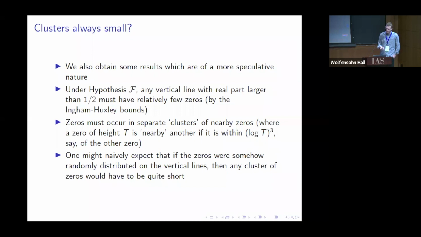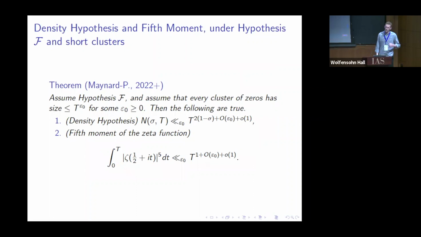Okay. So if these zeros, which again are hypothetical and don't actually exist because of the Riemann hypothesis, but in this alternate universe where these zeros could exist, then maybe if they were somehow randomly distributed, any particular cluster would have to be quite short. And if any cluster of zeros was quite short, then you could get some stronger results. So assuming hypothesis F, assuming that all the clusters are small, you can get a density hypothesis type bound for N(sigma, T). And you can also get a quasi-sharp bound for the fifth moment of the zeta function, breaking past this fourth moment barrier. Okay. So very strong assumptions, and then you get some nice strong consequences out of this. Maybe I won't say anything more about this in the talk, though. But I'm happy to chat later if you have any more questions about this.